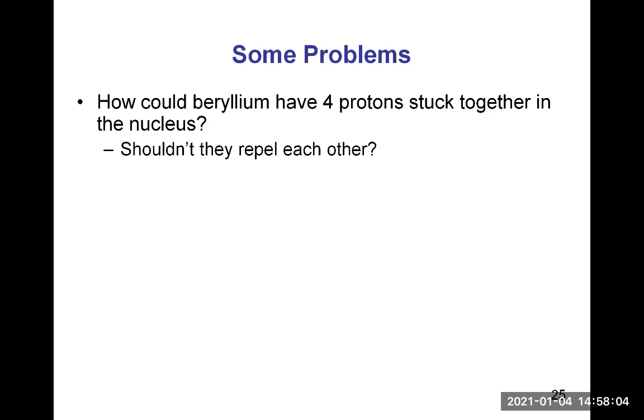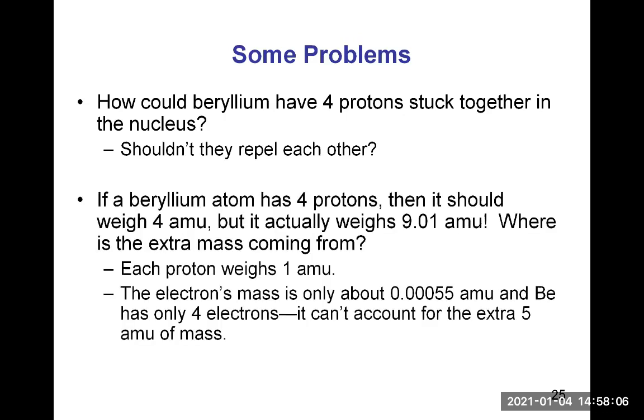And if a beryllium atom has 4 protons, then it should weigh 4 atomic mass units, but it actually weighs 9 atomic mass units. So where is the extra mass coming from? Because each proton weighs 1 atomic mass unit and there's 4 of them. So that's 4 atomic mass units expected.